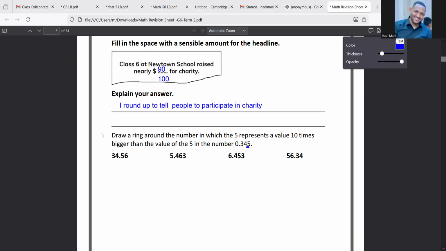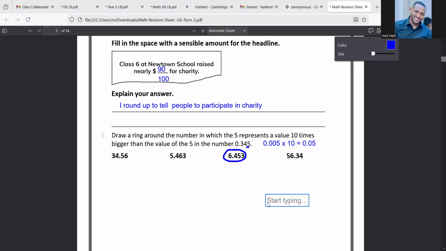When you multiply thousandths by 10, we say 10 times bigger. Remember, if it is 5 in thousandths, that means 0.005. When you multiply it by 10, you will make it what? You will make it hundredths. It's going to be 0.05. So you look for 5 as hundredths in here. Tenths, nope. Ones, nope. Hundredths, yes. Because we said it is 10 times bigger than this number. In this number it is thousandths. When you multiply it by 10, it's going to be hundredths. So you look for hundredths.